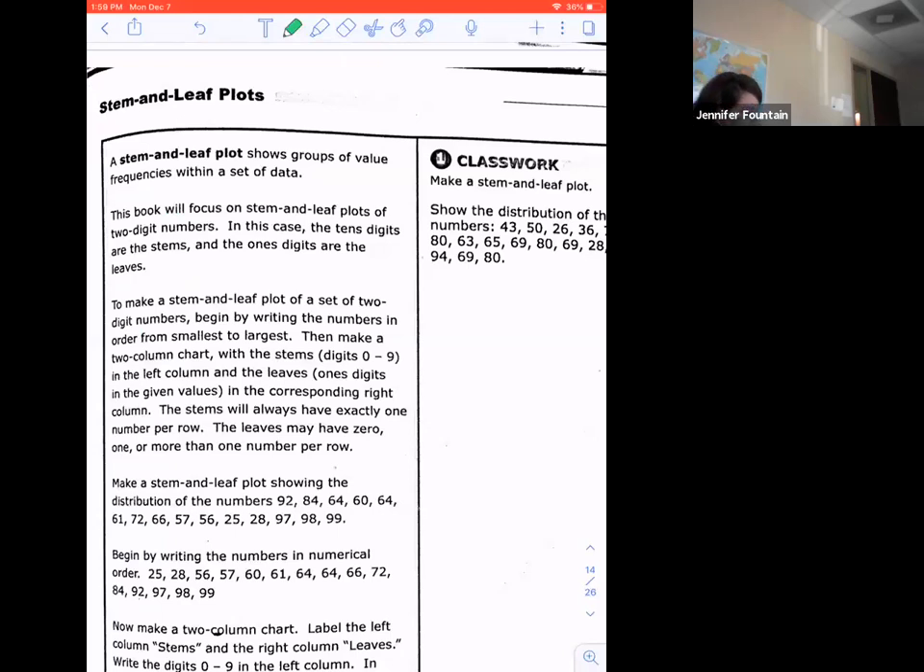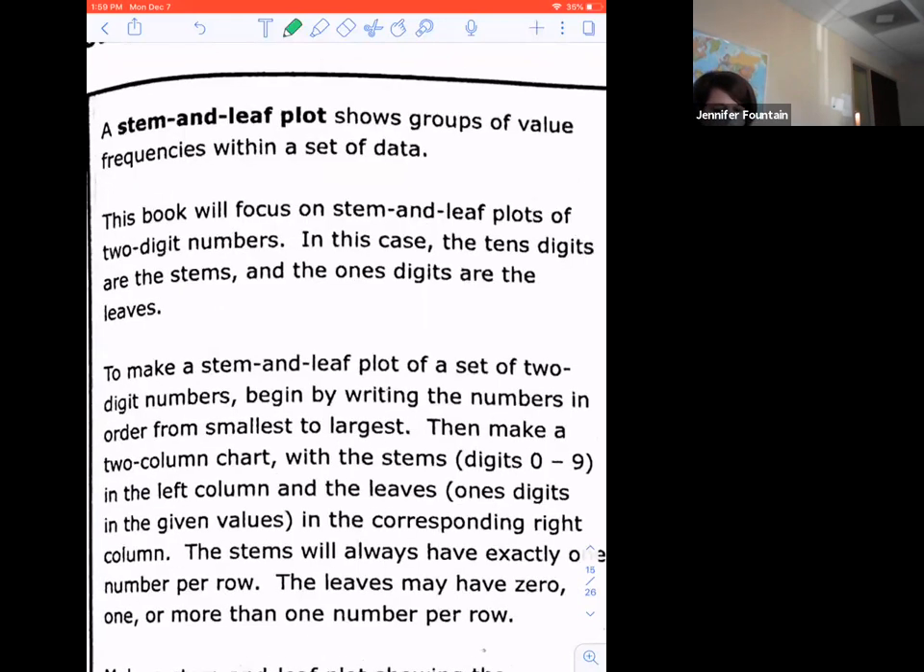All right, so it says a stem and leaf plot shows groups of value frequencies within a set of data. This book will focus on stem and leaf plots of 2-digit numbers. In this case, the tens digits are the stems and the ones digits are the leaves. So go ahead and underline that. The tens digits are the stems and the ones digits are the leaves.